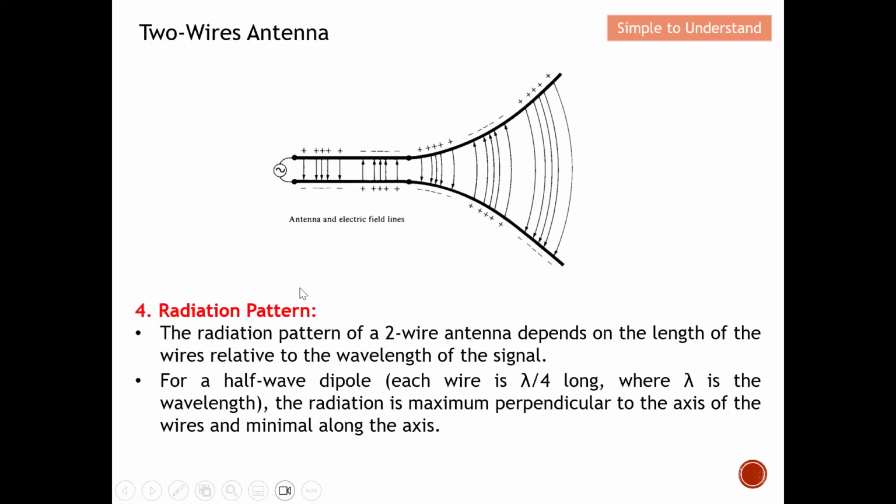On the radiation pattern, the radiation pattern of a two-wire antenna depends on the length of the wire relative to the wavelength of the signal. For example, for a half-wave dipole, which means each wire is lambda over 4 long, the radiation is maximum perpendicular to the axis of the wire and minimum along the axis. I have discussed dipole radiation, so you have a better idea. If not, you can always look at my earlier video to understand this part.